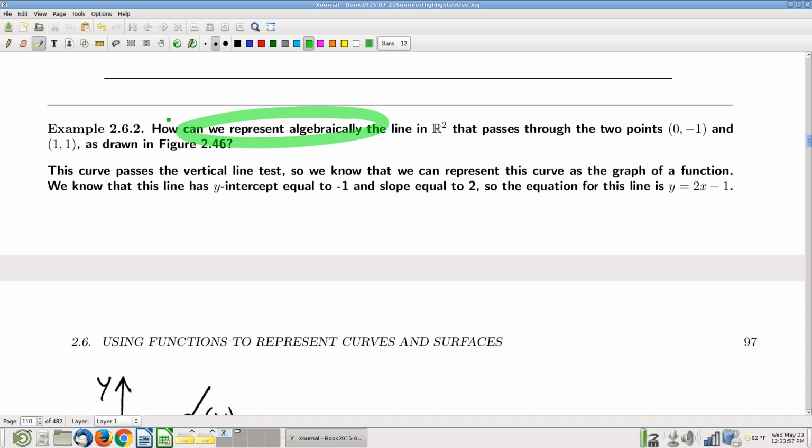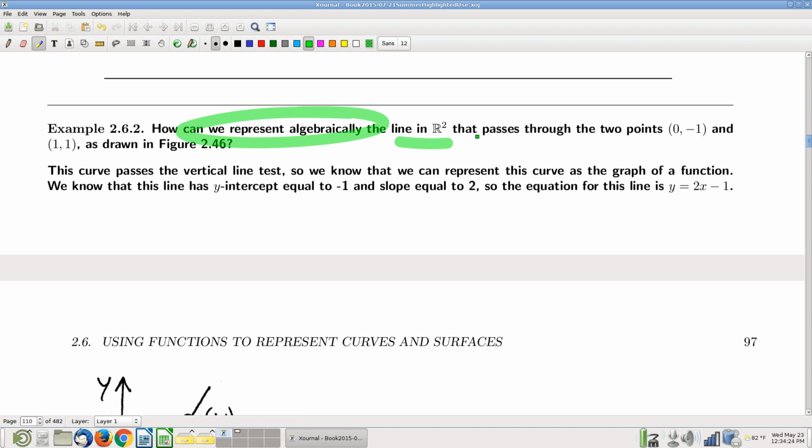How can we algebraically represent a certain line in R2? Now let me put that in context a little bit. We've talked about, if you have a function, what are the different kinds of pictures that you can generate that represent that function? Well, you can make the graph of the function. You could make level sets of the function. You can draw the image of the function. These are all different pictures that we associate to one function.